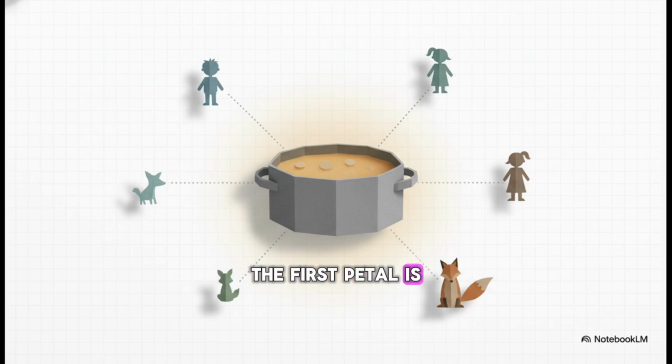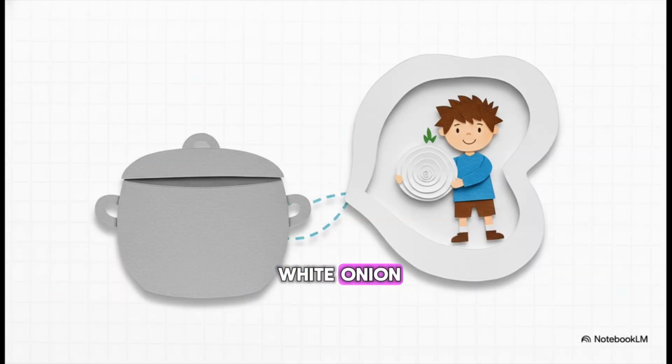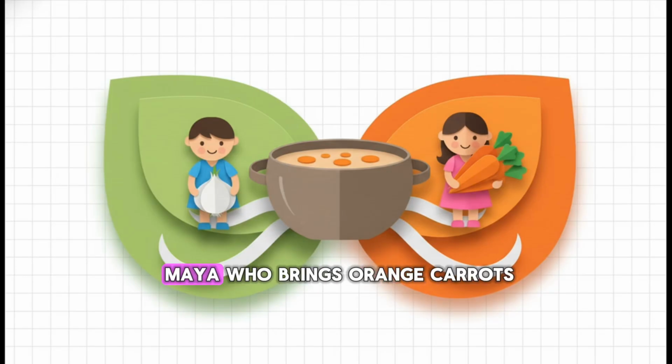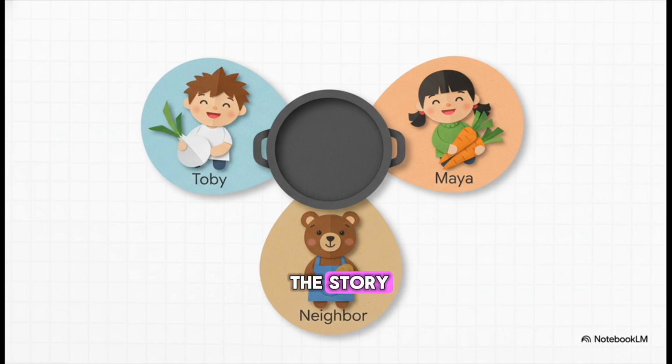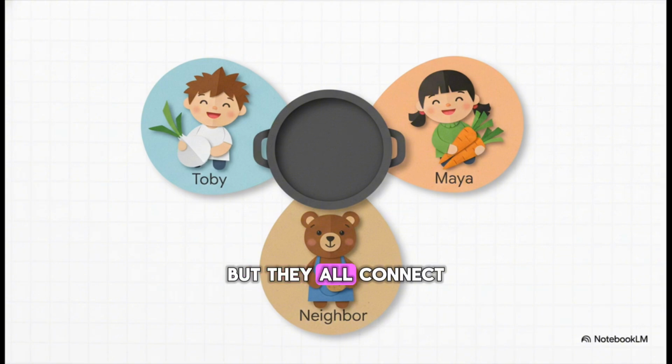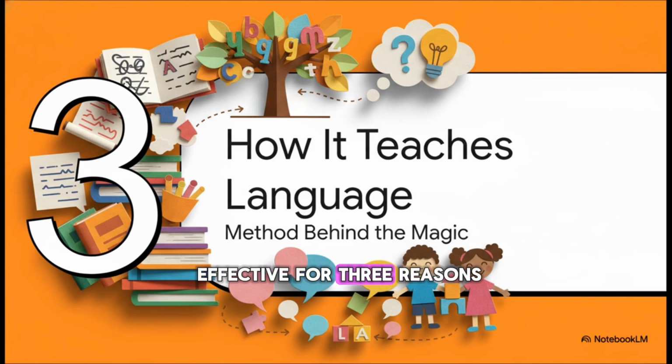The first petal is Toby, who brings a white onion. The second petal is Maya, who brings orange carrots. The third petal is the neighbor with the brown potatoes. Each character represents a unique petal or a branch of the story. They all start separately in their own houses, but they all connect back to the same central hub, the magic soup. This technique is highly effective for 3 reasons.